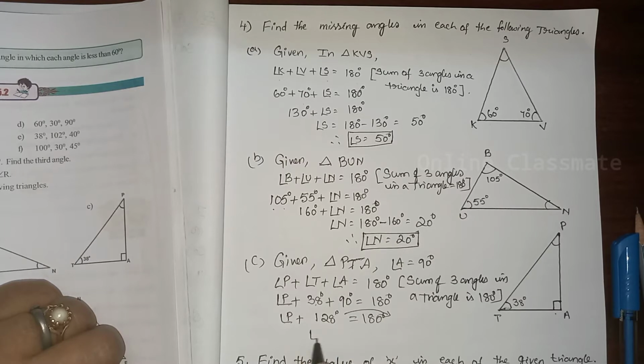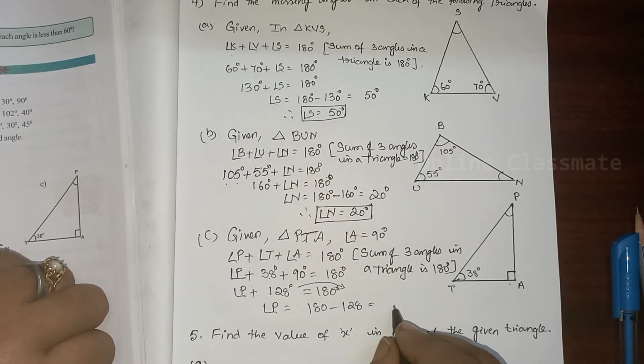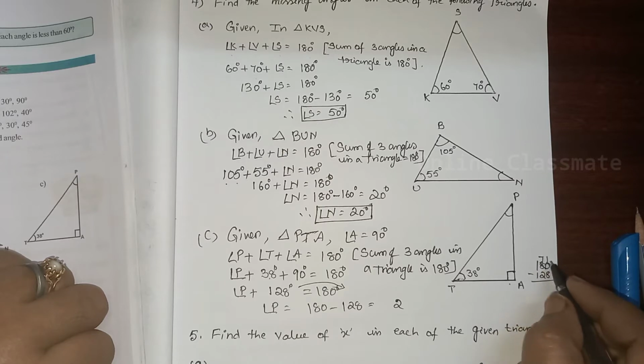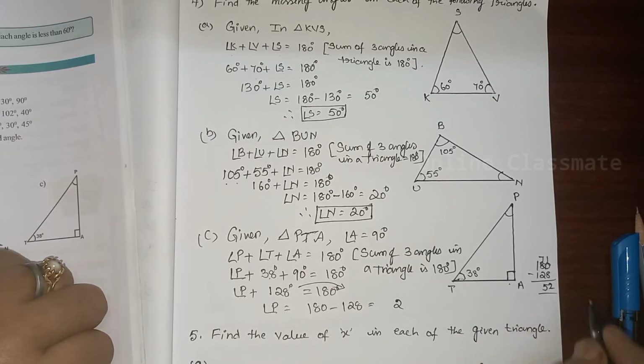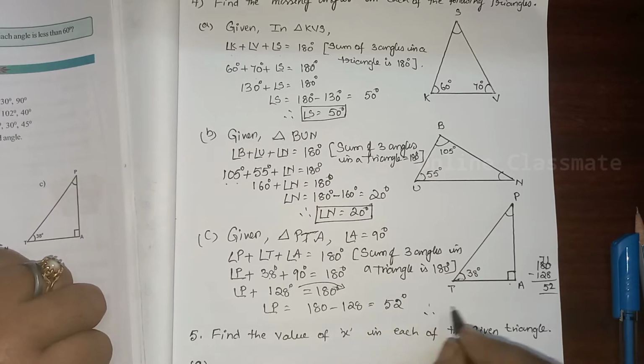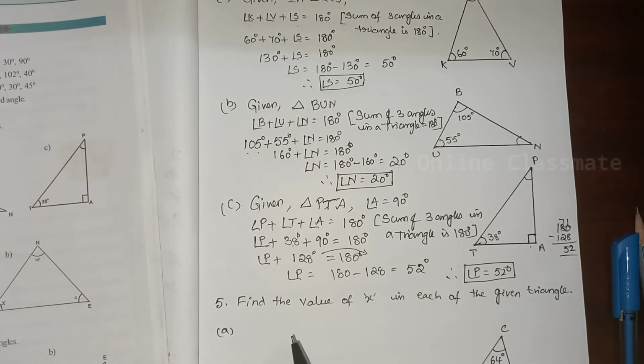Transpose 128. Angle P is equal to 180 minus 128. 180 minus 128, what is the answer? Borrowing, 7, 1, 10 minus 8 is 2, 52 degrees. Therefore, angle P is equal to 52 degrees. Okay. In this one you should find only one angle inside the triangle. Now fifth sum, observe, children.